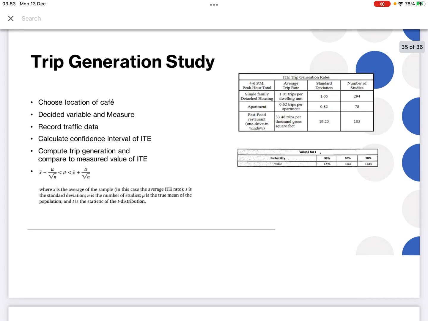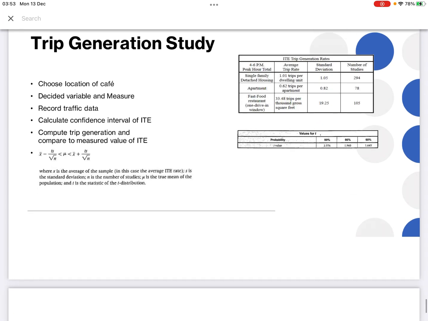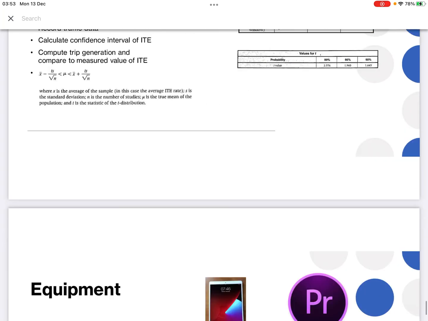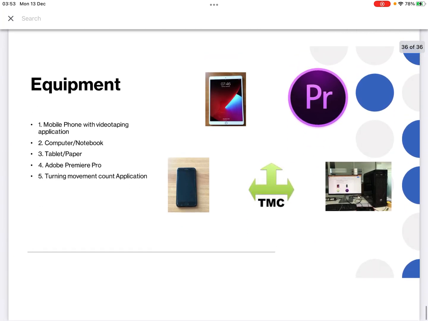Trip generation: choose the location of a cafe, decide a variable and measure, record traffic data, calculate the confidence interval of ITE, compute trip generation. Equipment: I use a mobile phone with video taping, application, computer, notebook, tablet, paper, Adobe Premiere Pro, and the turning movement count application.